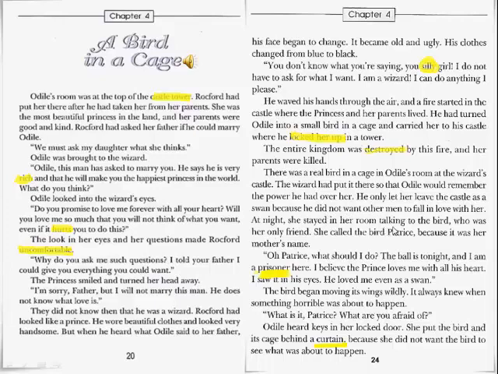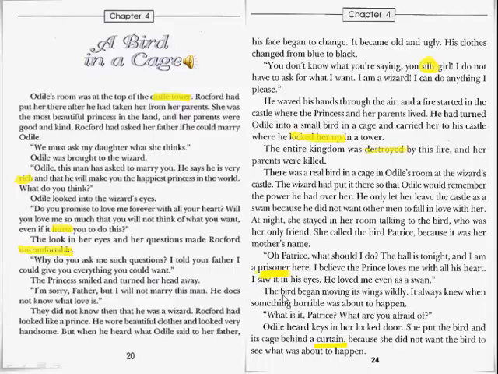At night, she stayed in her room, talking to the bird, who was her only friend. She called the bird Patrice, because it was her mother's name. Oh, Patrice, what should I do? The ball is tonight, and I am a prisoner here. I believe the prince loves me with all his heart. I saw it in his eyes. He loved me even as a swan.